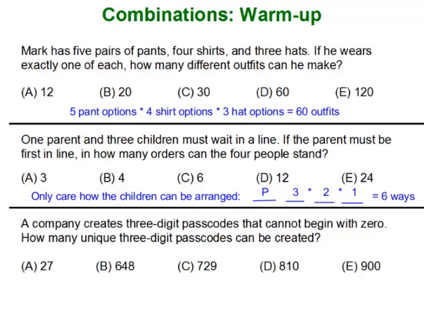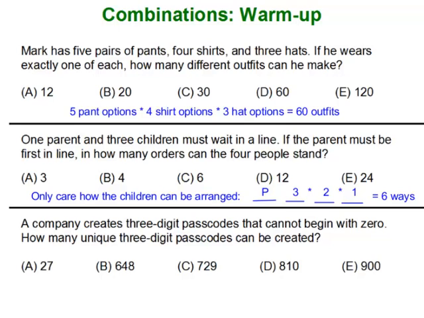And you could even do this out in a brute force way if you wanted to convince yourself. Give the people names, P for parent, A, B, and C for the children, and write them out yourself. Write down the orders in which they could stand in line. You cannot come up with more than 6 ways if the parent must come first.